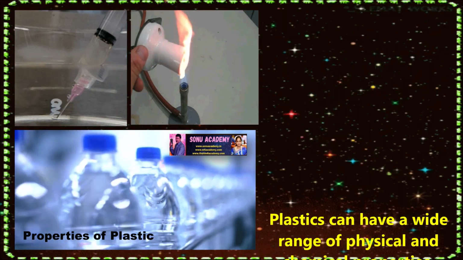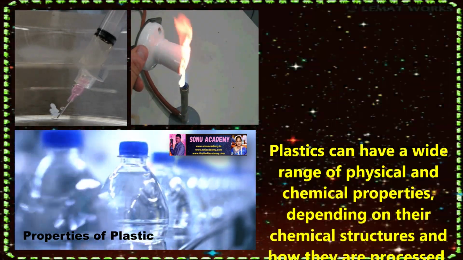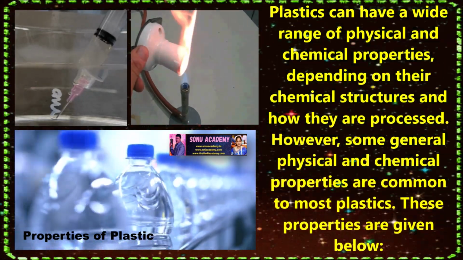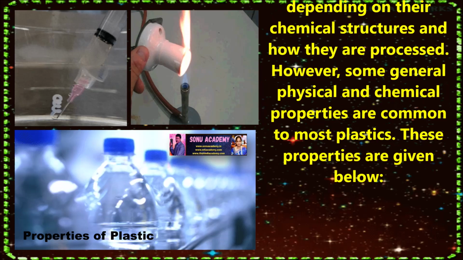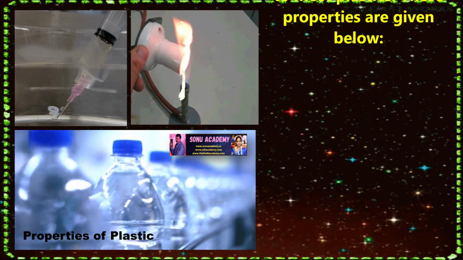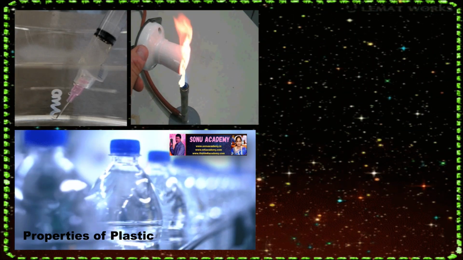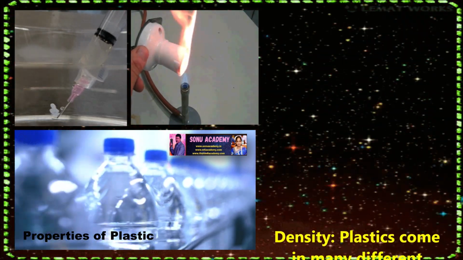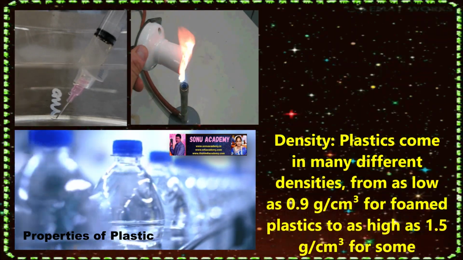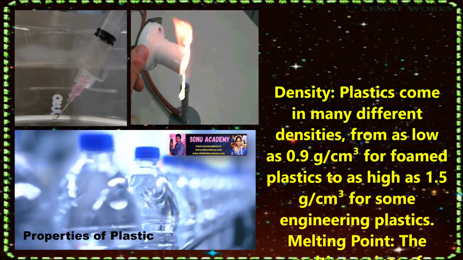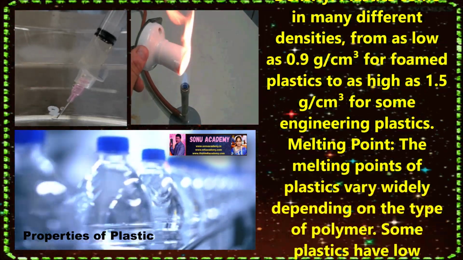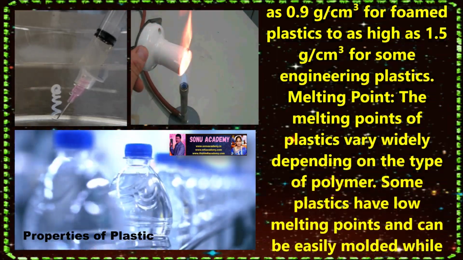Children, plastics can have a wide range of physical and chemical properties depending on their chemical structures and how they are processed. However, some general physical and chemical properties are common to most plastics. Let us discuss the physical properties of plastics. Density. Plastics come in many different densities, from as low as 0.9 grams for foamed plastics to as high as 1.5 grams per cm cubed for some engineering plastics.